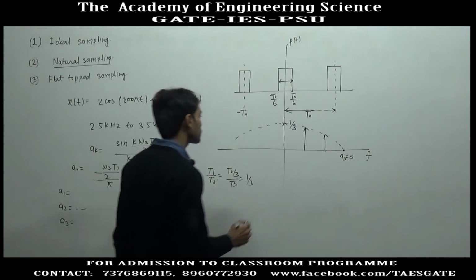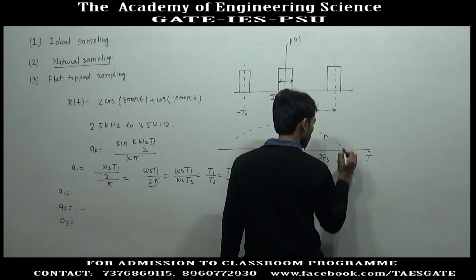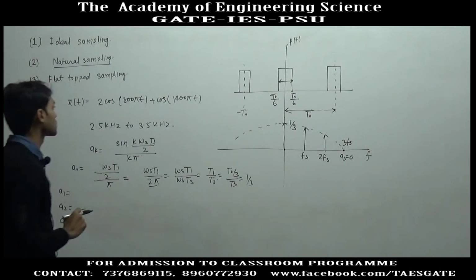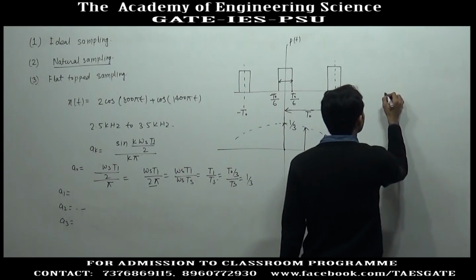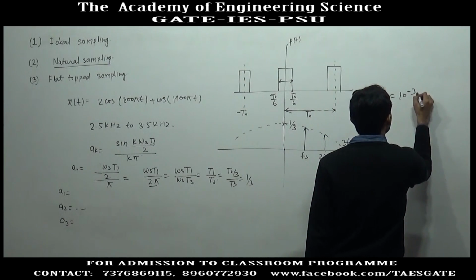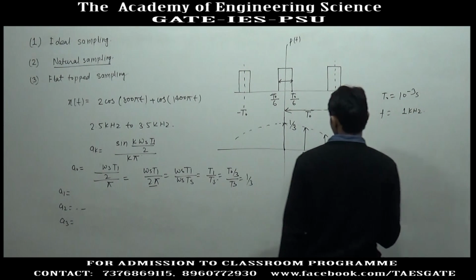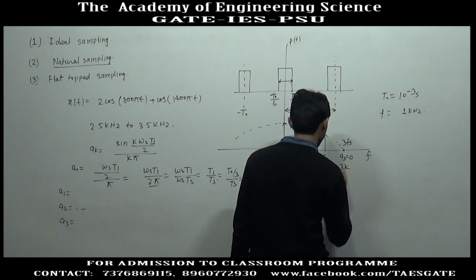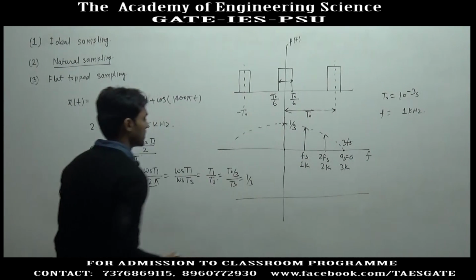Now, this is Fs, this is 2Fs, this is 3Fs, and the sampling frequency, T0 is given as 10 to the power minus 3 second. So the frequency is 1 kilohertz. So at 1 kilohertz we have an impulse, at 2 kilohertz we have an impulse, at 3 kilohertz we have no impulse. Similarly, the mirror image will be in the left half.